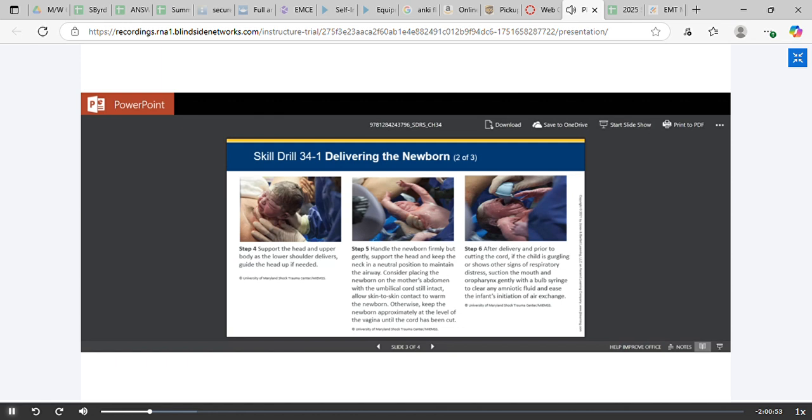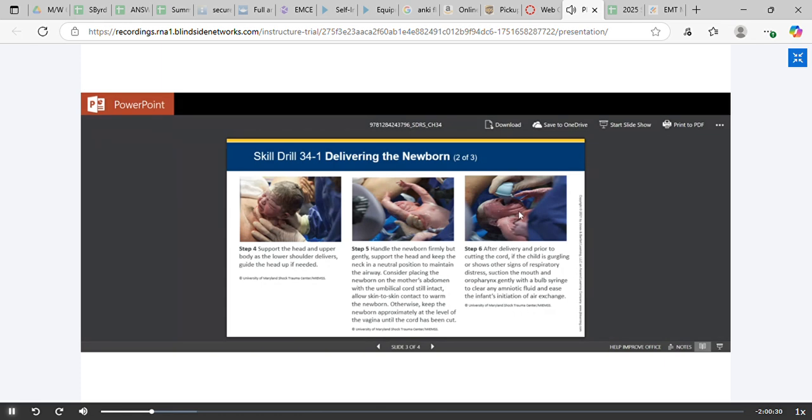Care for the newborn. Make sure you got a good handle on them, because they're going to be pretty slippery. And once it's past those shoulders, there's nothing else holding that kid in, okay? And it's going to come out at you. So you really have to be ready for it. Go ahead and suction. Okay, we do suction the mouth first and then the nose.